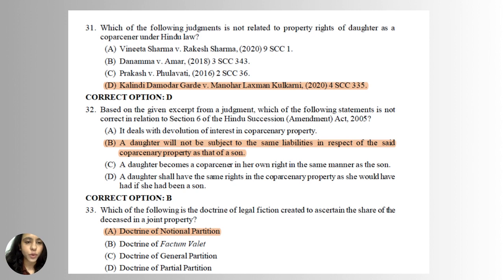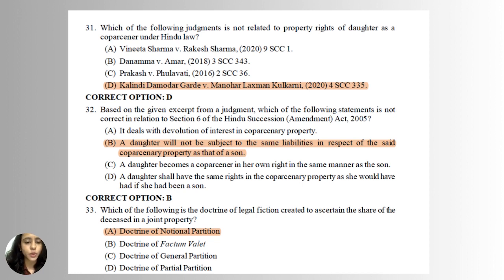So the first question was which of the following judgments is not related to the property rights of a daughter. The first three are related: Vineeta Sharma, Danamma versus Amar, Prakash versus Phulavati. The last judgment is not related to property rights. So that is the right answer. Next question was that based on this judgment, which of the following statements is not correct in relation to section 6 of HSA? Section 6 basically gave equal rights to a daughter, and option B says that a daughter will not be subject to the same liabilities as the son. That is the incorrect understanding, and that is why option B is the right answer.